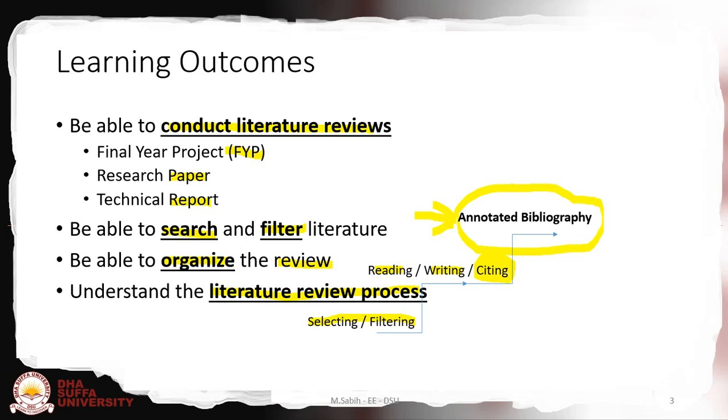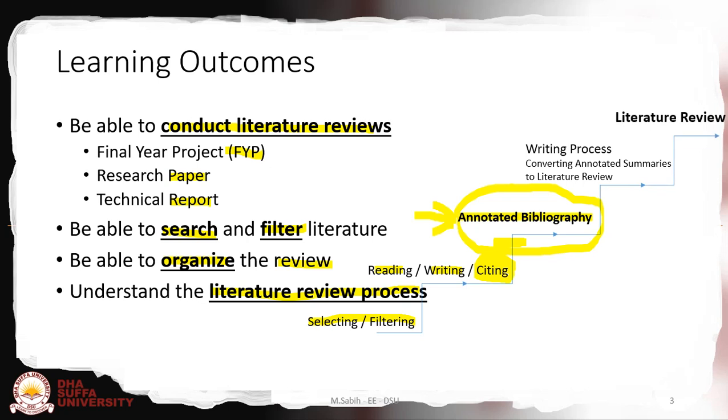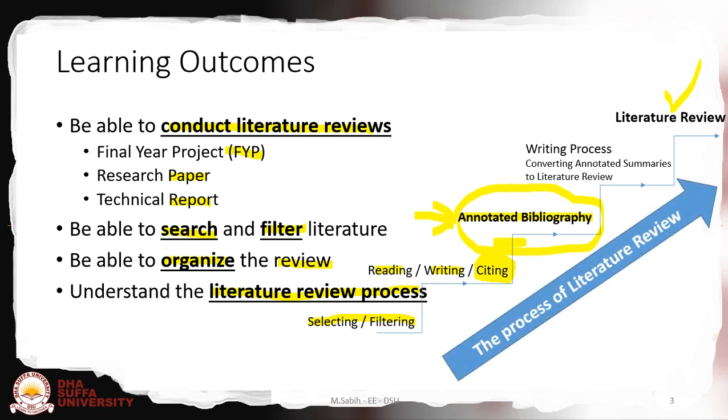So our target for the first and second video lectures is that you should be able to produce an annotated bibliography of your topic. After that, the third video will be about the writing process, in which we convert the annotated summaries to a literature review. And finally, this is the target, the literature review, and this is the whole process of the literature review.